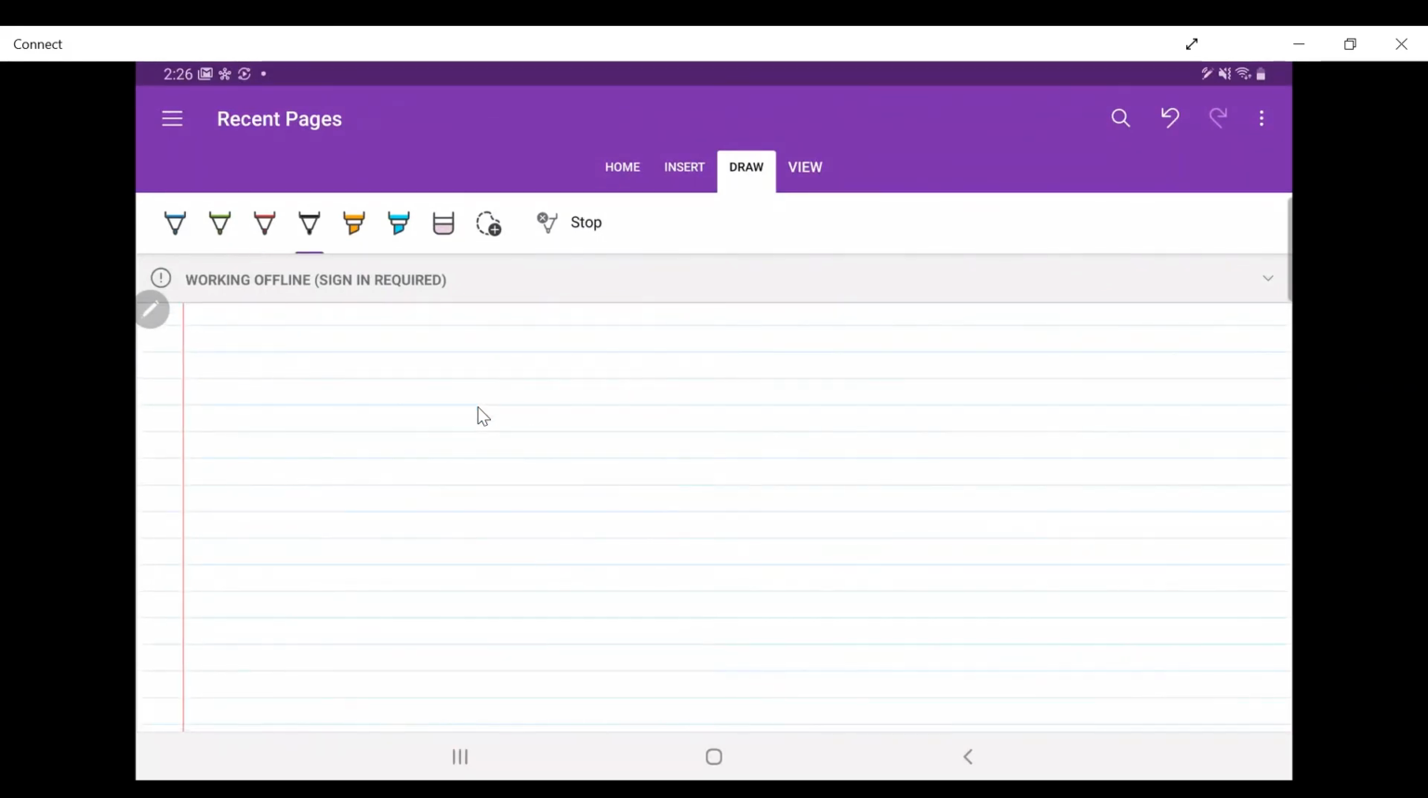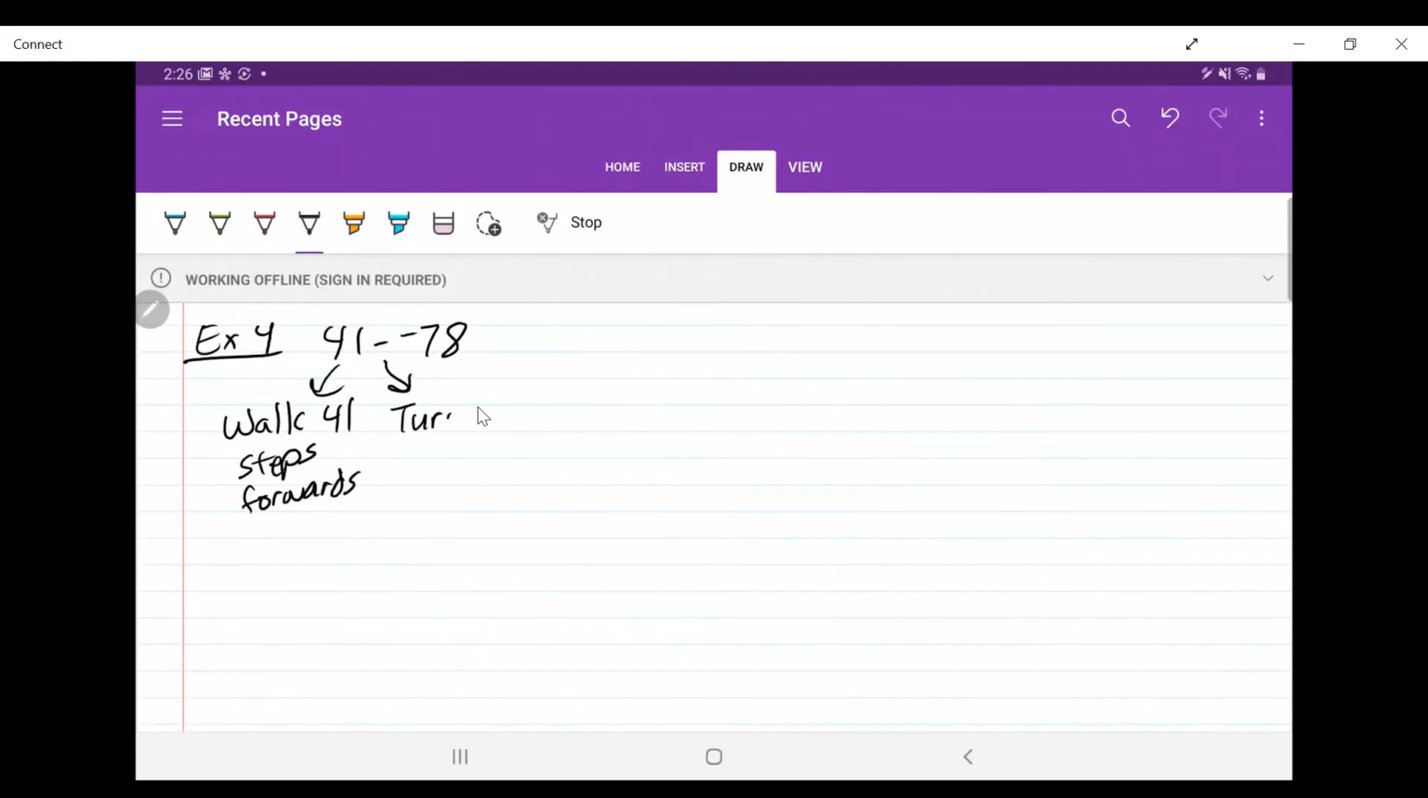Last but not least, we have 41 minus negative 78. We walk 41 steps forward. We turn around. And then we walk backwards 78 steps, because it says negative 78.